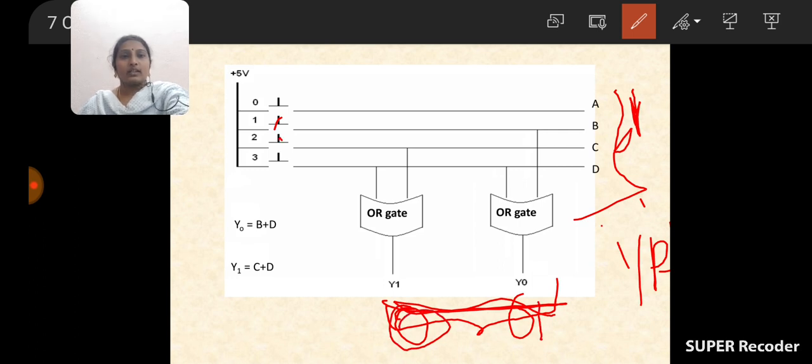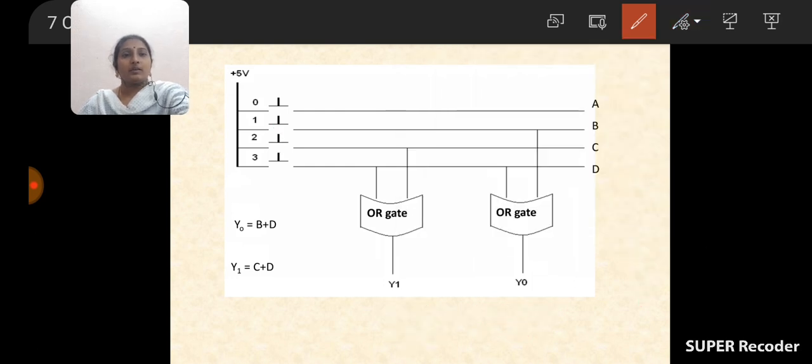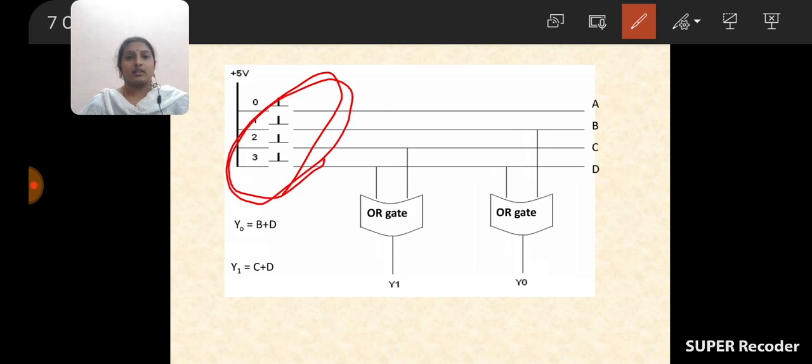If push button switch 2 is pressed, so here it is consisting of what? Push button switches. How many number of push button switches are there here? 4 push button switches are there. Of course the numbering is started from 0, 1, 2, 3. So by pressing the switch, the voltage must be passed through the circuit to produce the output.